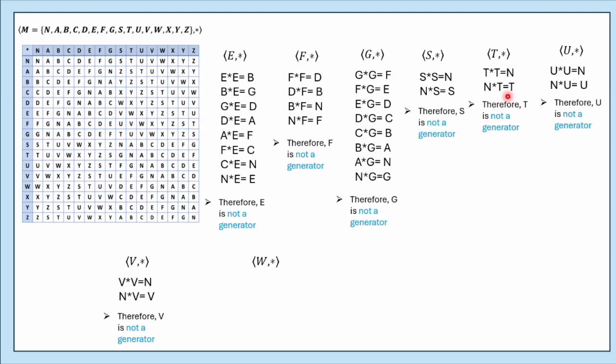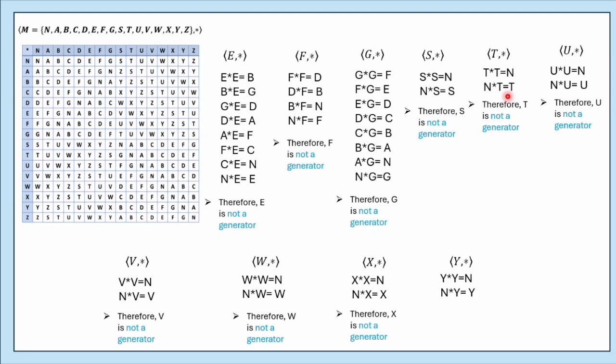Same with W. Since W star W is equal to N and N star W is equal to W, therefore, W is not a generator. For X, we have X star X is equal to N and N star X is equal to X. Since X failed to generate all the elements of the set, X is not a generator.